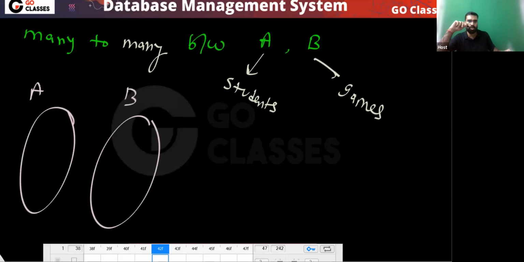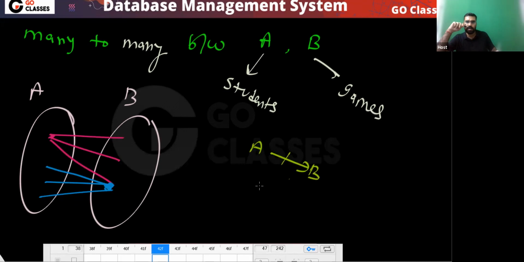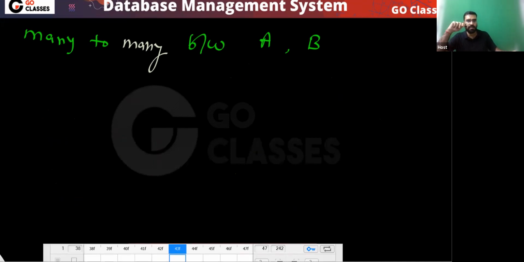This is your A, this is your B. Many to many situation, like one student can play many games, and one game can be played by many students. So this is your many to many situation. So definitely you can notice that A cannot determine B and B cannot determine A, right?